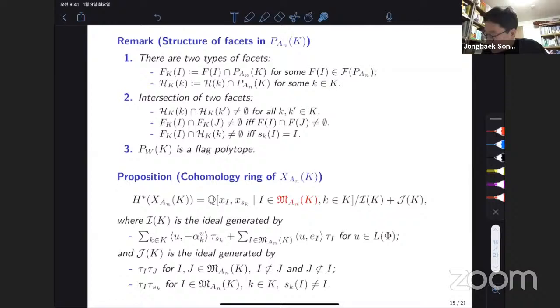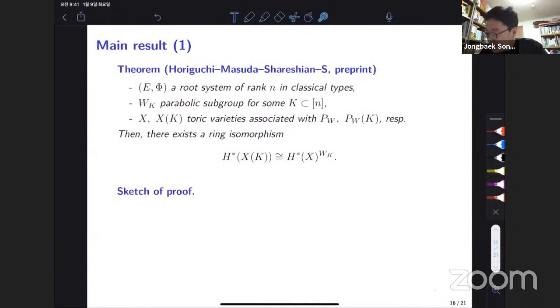Okay, so here is our main theorem. First we considered the cohomology of the, okay, so the notation is, we begin with the root system in any classical Lie type, and we have some parabolic subgroup. Then we have X_K and X, which are toric varieties associated with the original weight polytope or the partition weight polytope. Remember that we studied the cohomology of this toric variety coming from the associated weight polytope and its ring of invariants. On the other hand, we considered the cohomology of the toric variety corresponding to the partition weight polytope, and eventually there is a ring isomorphism between these two.